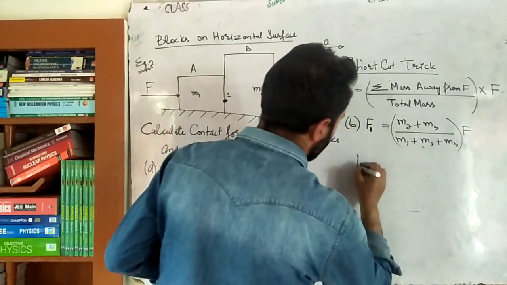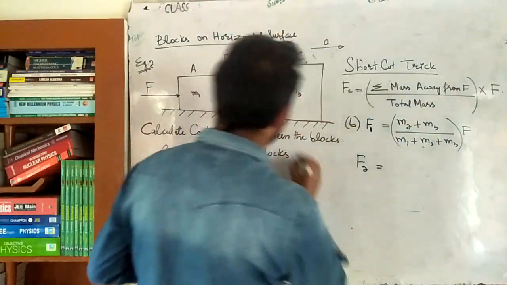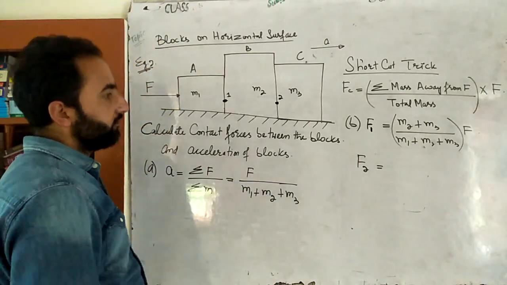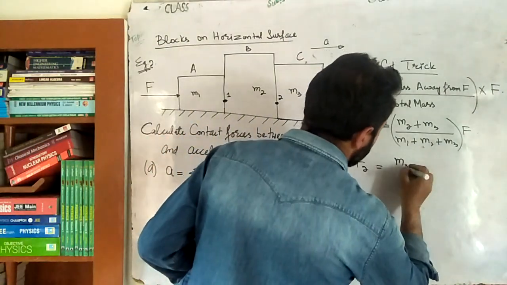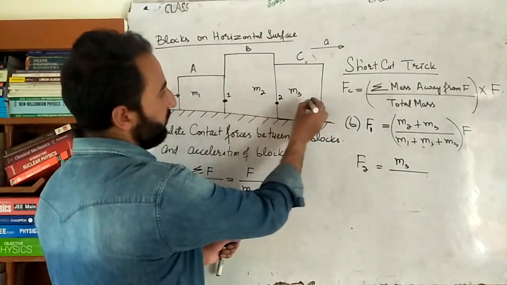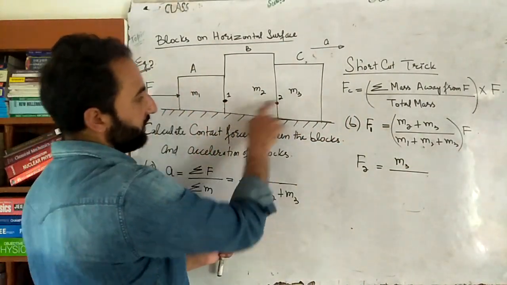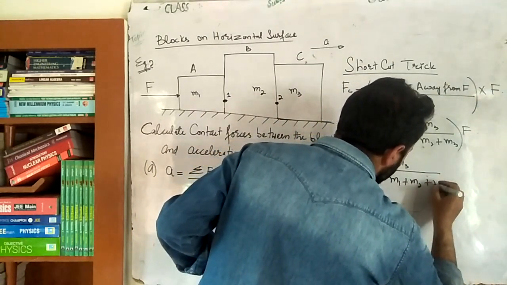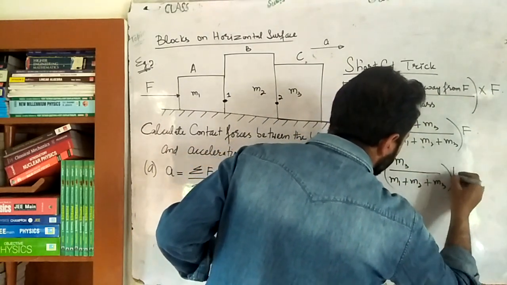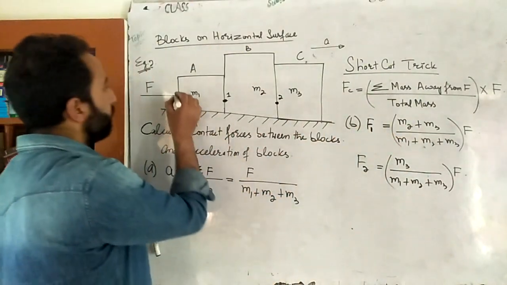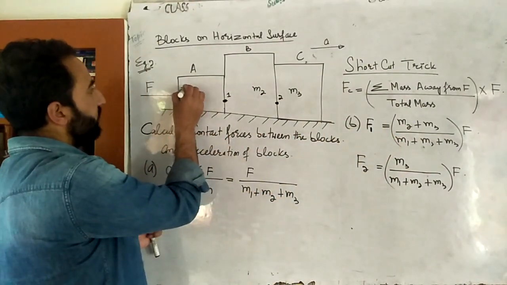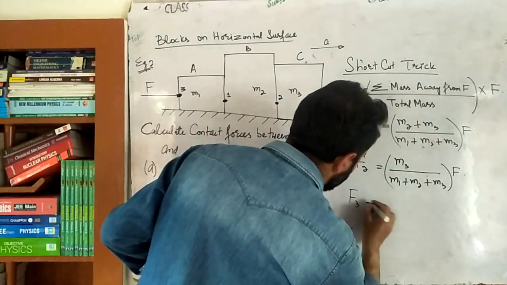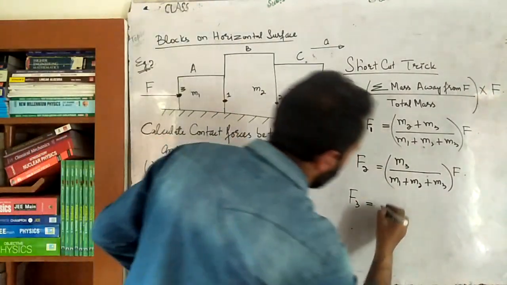Next we want to calculate the contact force at point 2. So again the mass away from capital F is only M3, divided by the total M1 plus M2 plus M3, multiplied by capital F. Suppose that you want to calculate the contact force at another point, suppose this is contact point 3. At contact point 3, F3 you want to calculate. That is simply equal to the mass away, which is what?